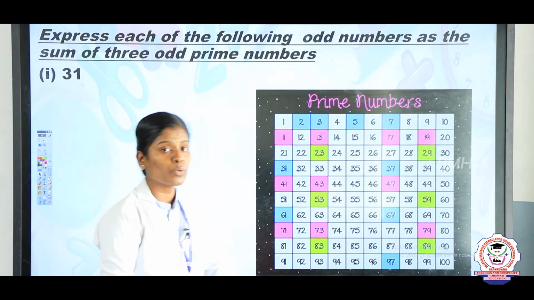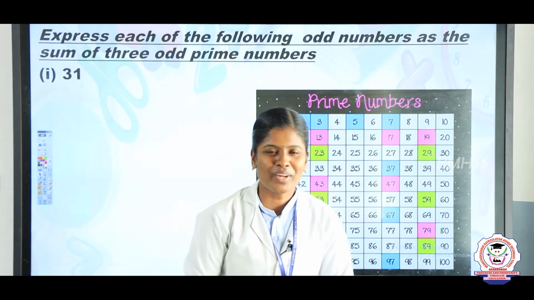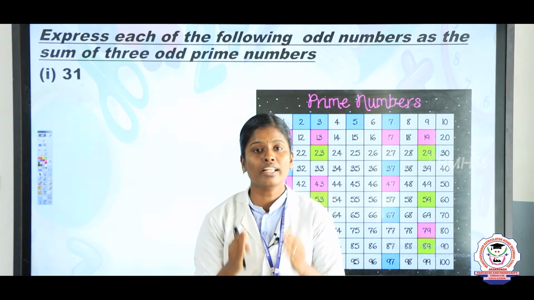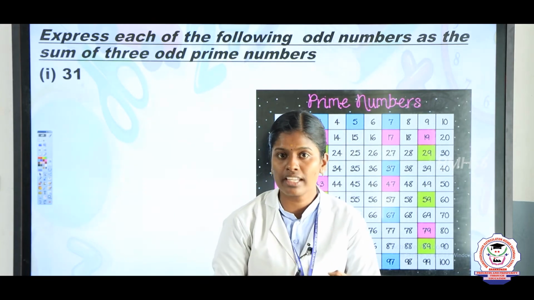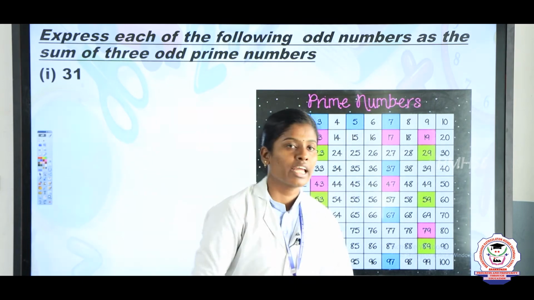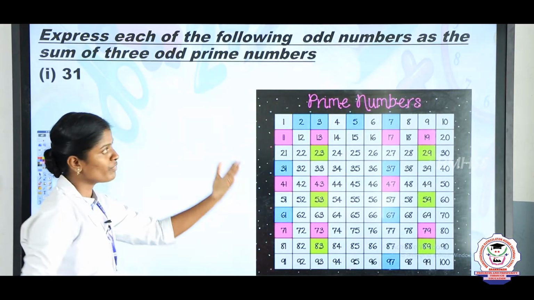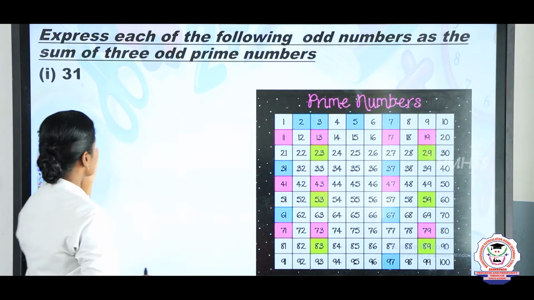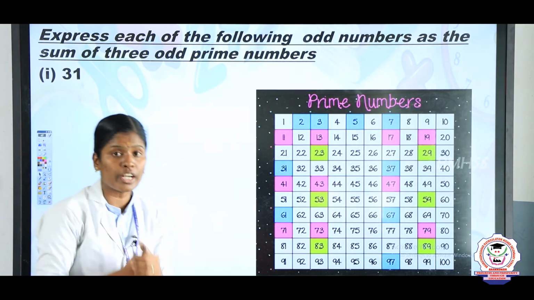Now tell me, Nasreen, what is odd numbers? Very good. The numbers that end with 1, 3, 5, 7, 9 are called the odd numbers. Here the question is: express each of the following odd numbers as the sum of 3 odd numbers.